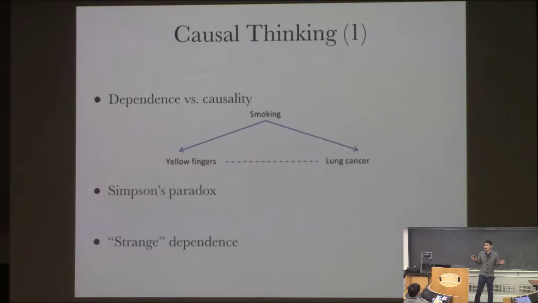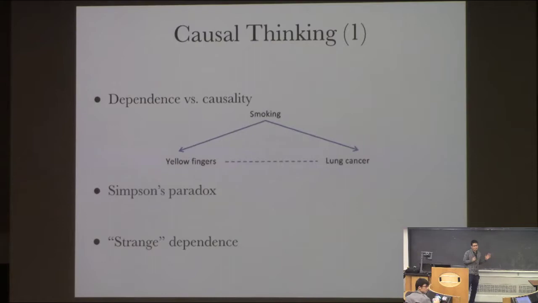And then you know that, oh, if you want to change the incidence of lung cancer, clearly you have to go back to the causes, not this variable, right? You cannot just change the color of the fingernails in order to change the incidence of lung cancer, right? So if you want to change something, clearly we have to go back to the causes, but not the variables which are only associated or correlated or dependent with this target variable. Okay, this is very clear.